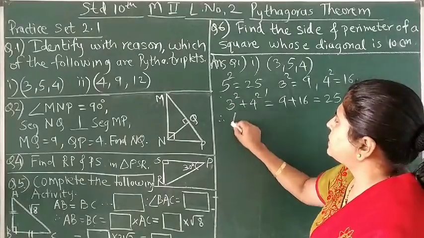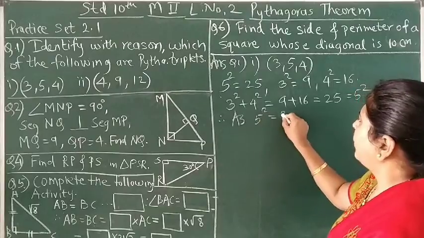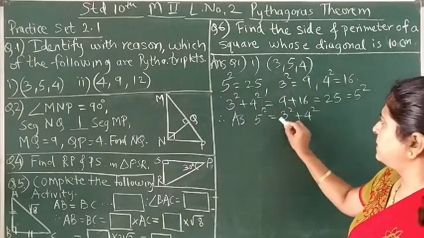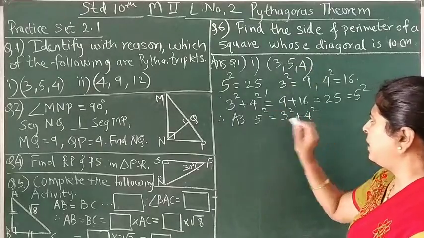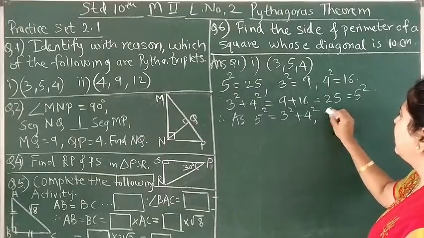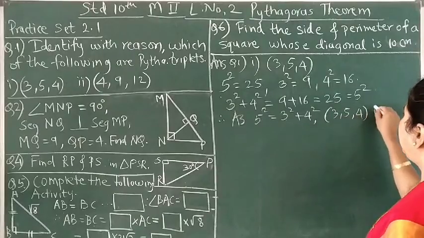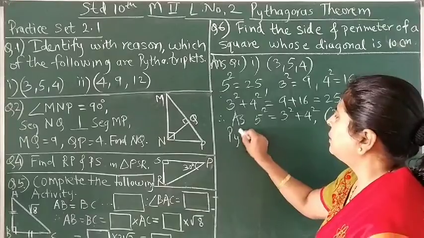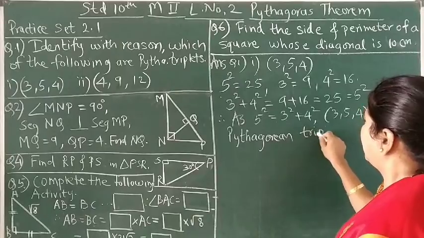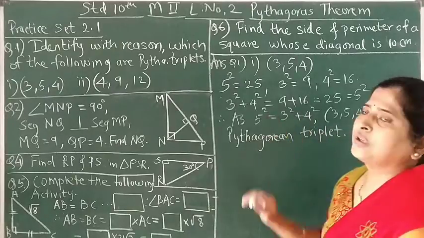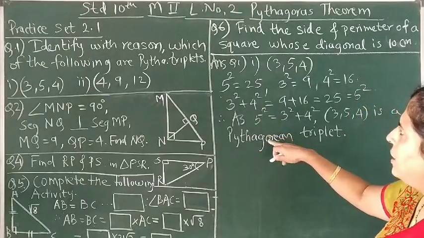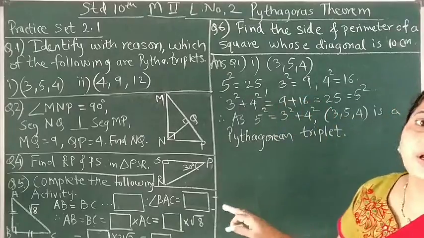So we can see that 5 square is equal to 3 square plus 4 square. So the square of the largest number is equal to the sum of the squares of the remaining two numbers. This is true. Therefore, you can say 3, 5, 4 is a Pythagorean triplet. And if we do not find such a relation, then we will say it is not a Pythagorean triplet. So we have verified, identified with reason whether it is a Pythagorean triplet or not.